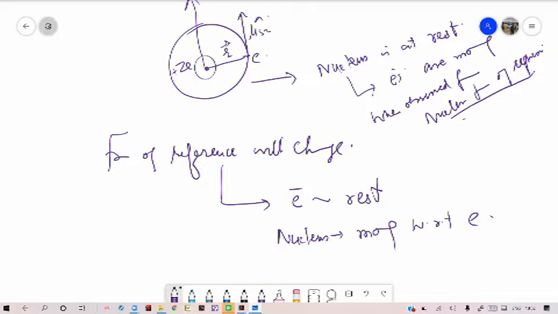So in the first case, the nucleus is at rest and the electron is moving around it. But when you see it from the electron's point of view, you will observe that the nucleus is moving about the electron, because you are just changing the frame of reference.